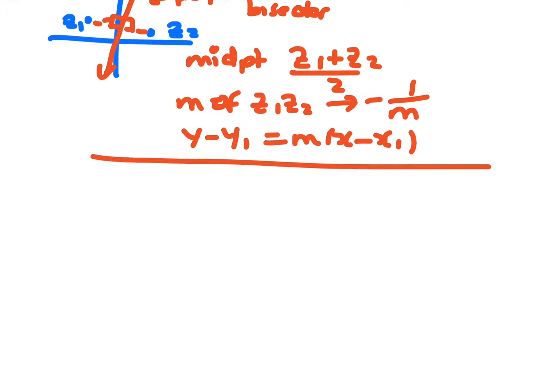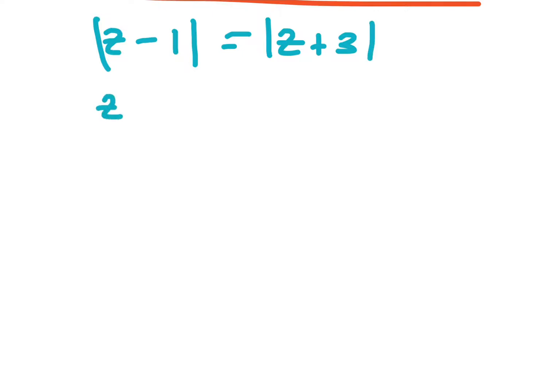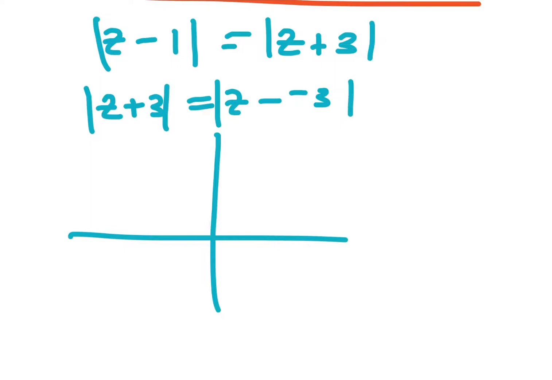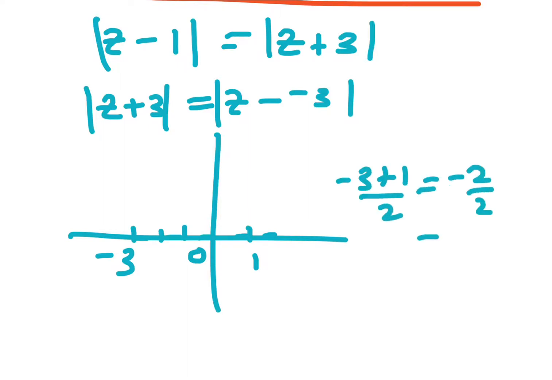So let's just look at a quick example here. Say we have |z - 1| = |z + 3|. So z + 3 is z minus minus 3. So it just means that the distance from 1, that's the first one, will equal the distance from minus 3. So that means if you go halfway between 1 and minus 3, you end up with minus 2 on 2, which is minus 1. That means that the line we're talking about would be x = -1.